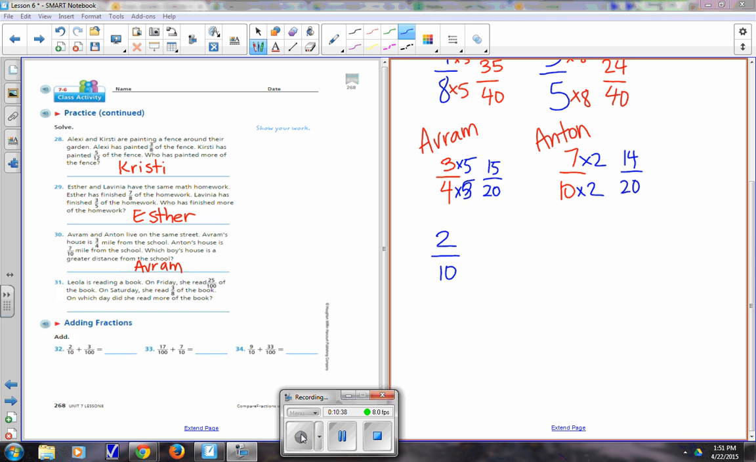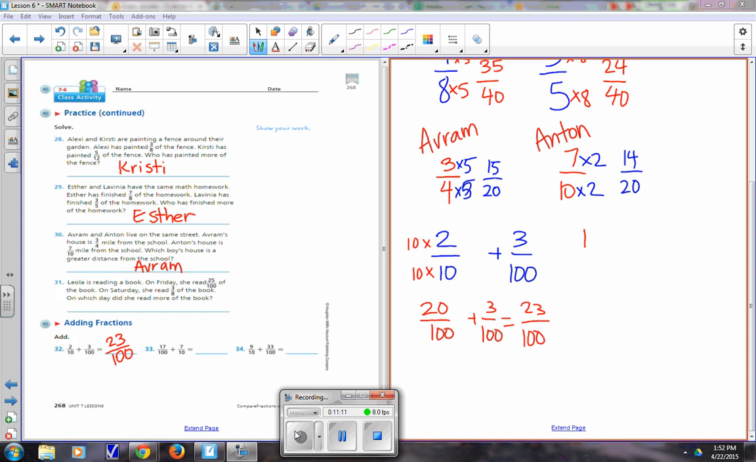2/10 plus 3/100, I can't just add straight across. I don't have a common denominator. You're not adding the same types of fractions. So in other words, you're doing the same thing where you're going to multiply the bottom and the top and get another fraction. So 20/100 plus 3/100 equals 23/100.